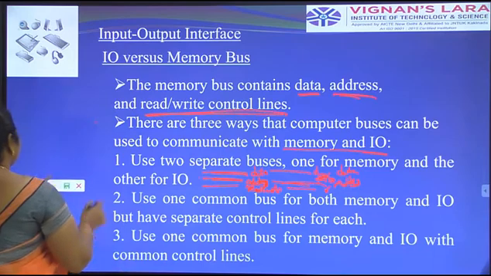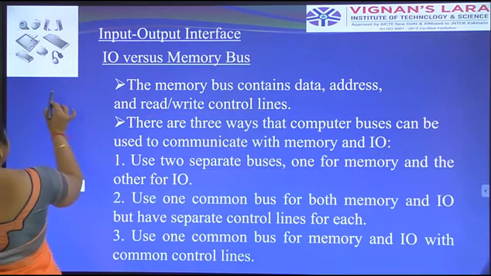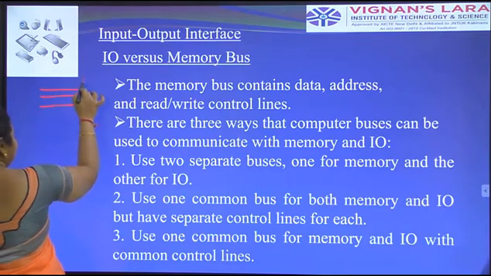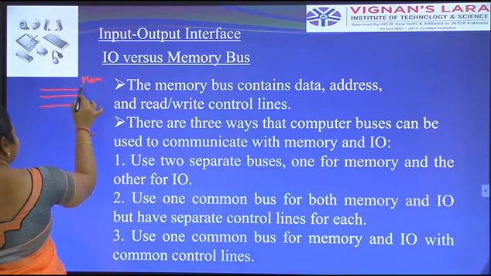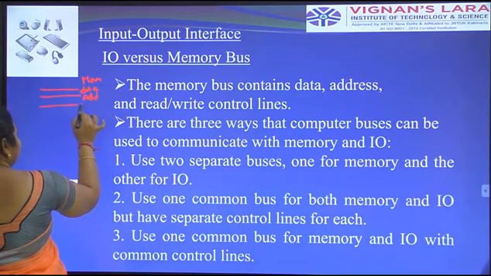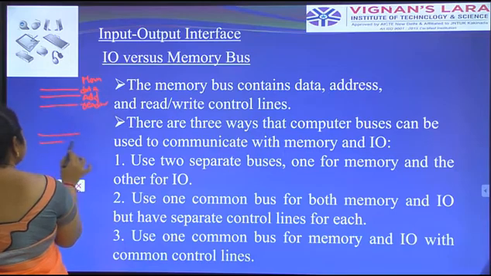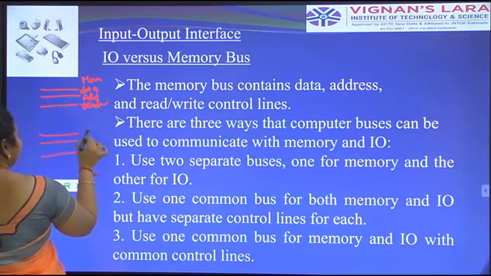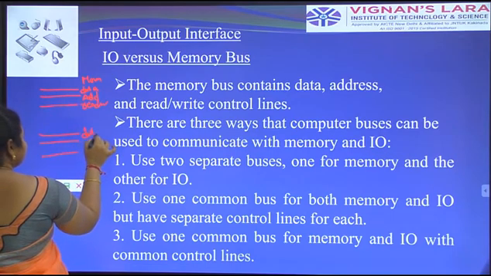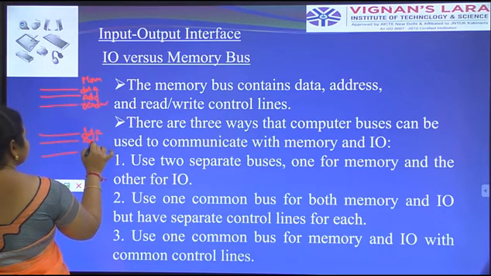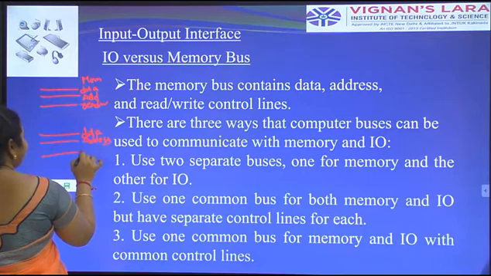Clearly we see here that we have two different types. This is the memory, which contains data, address lines, and read and write. Here this is IO, which also contains three control lines: data, address, and read and write.